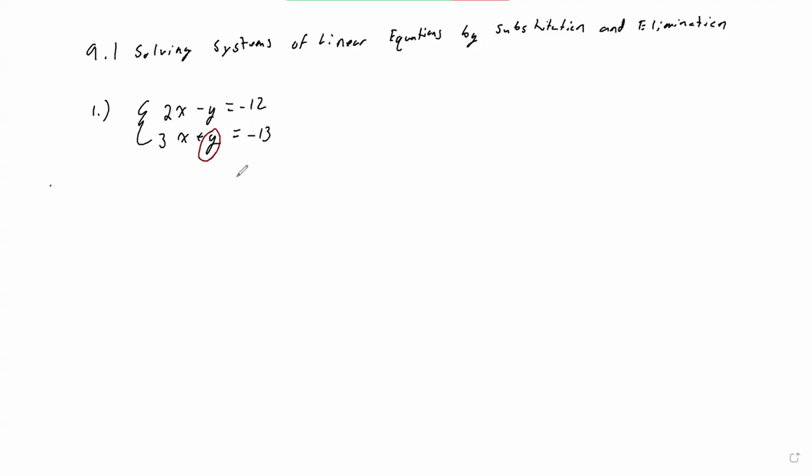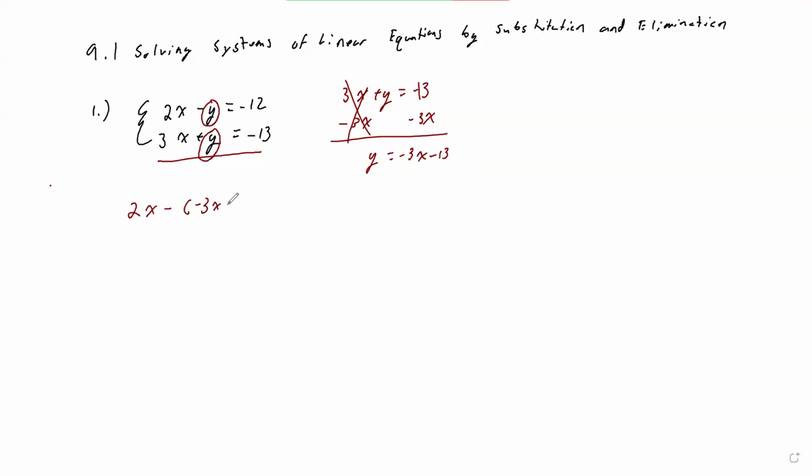So what you do is you take this equation here and you solve for y. You determine which letter has the easiest one. So I'm going to subtract 3x. So therefore I get y equals negative 3x minus 13. I cannot combine those. So now I substitute this y into this first equation. So now I get 2x minus parentheses, and we'll replace y with negative 3x minus 13, equals negative 12. You've now produced an equation which is linear, so that's a lot easier to solve.